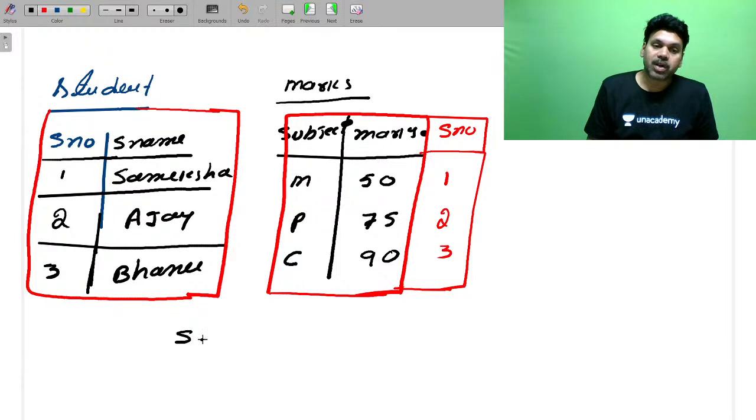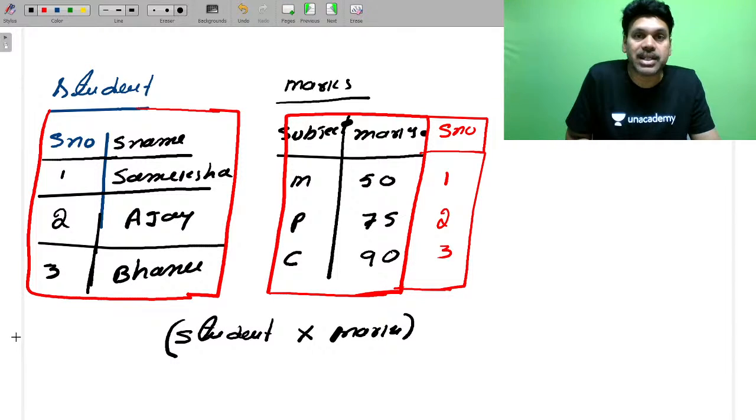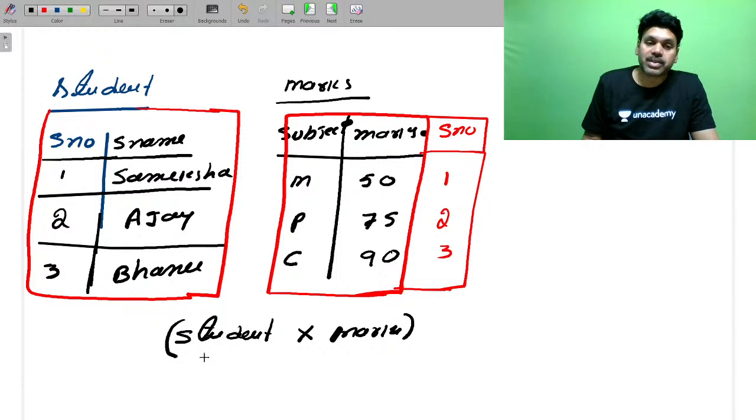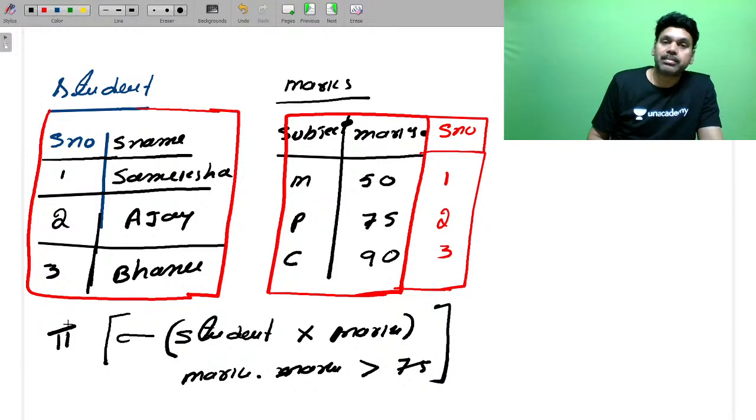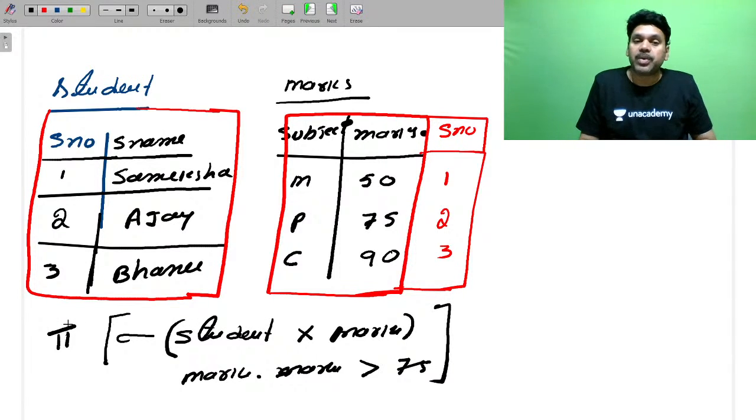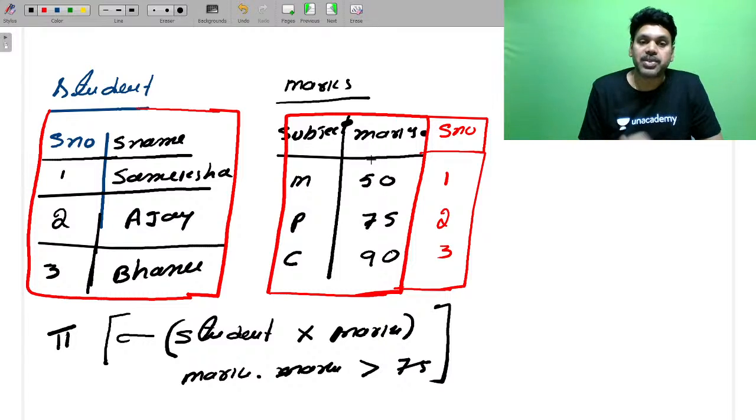So student cross marks. First step, like a natural join I am writing, but it's not a natural join, it is a conditional join. So student cross this, and I am writing a condition that marks.marks greater than 75, and I am doing a projection on that. Now here what is going to happen? It is going to combine these two tables together.